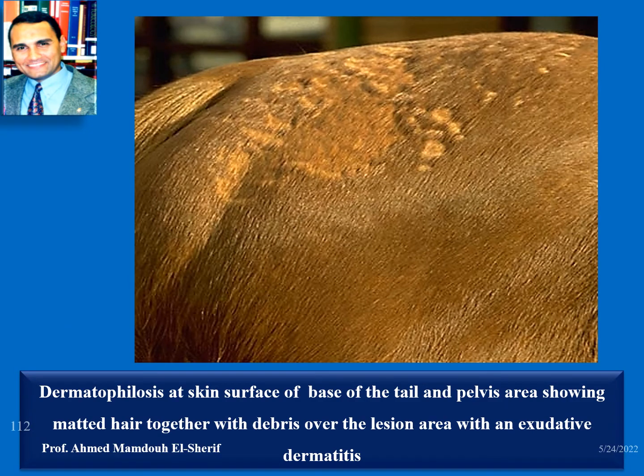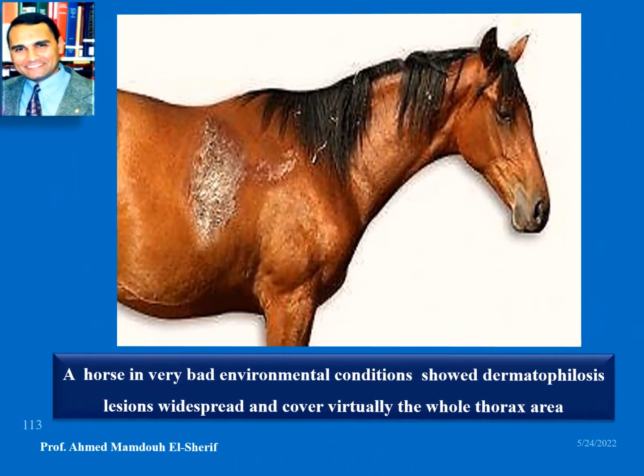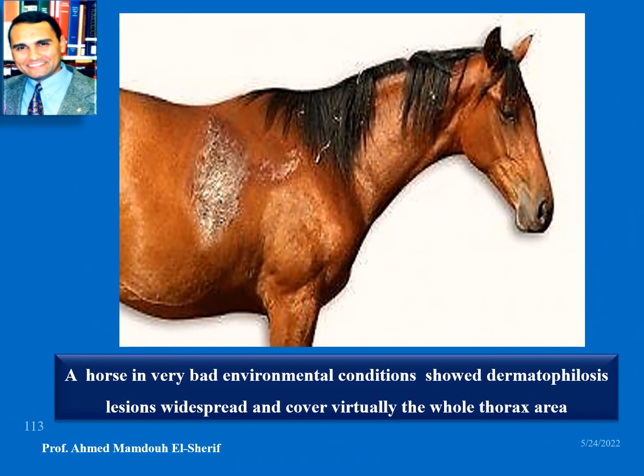Dermatophilosis at the skin surface of the base of the tail and pelvis area of a diseased horse, showing matted hair together over the lesion area with an exudative dermatitis that gave a fine mat of hair with debris. A horse in very bad environmental conditions showed dermatophilosis lesions widespread and covering virtually the whole thorax area.